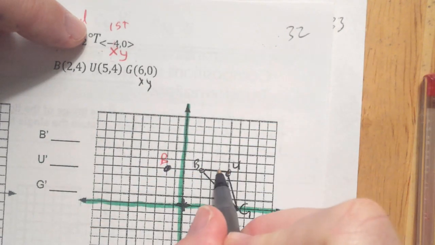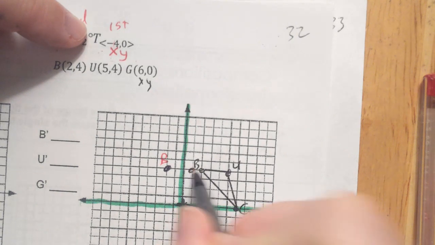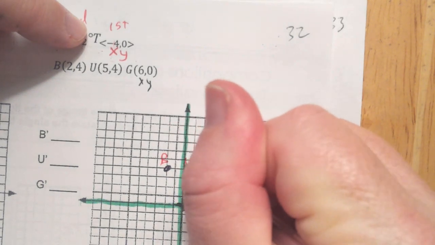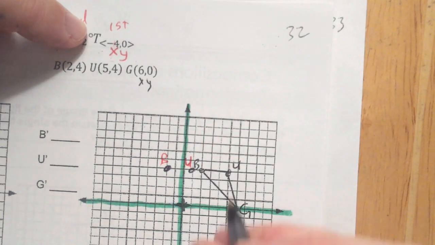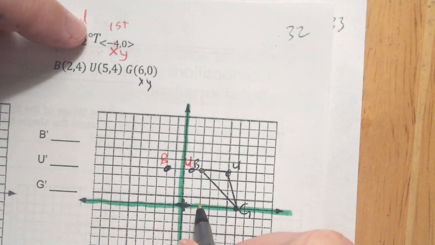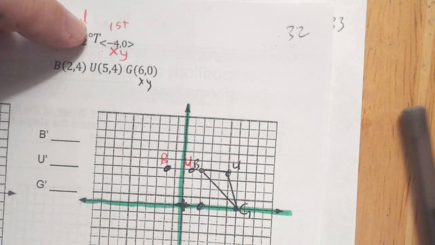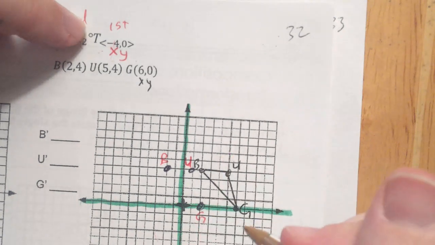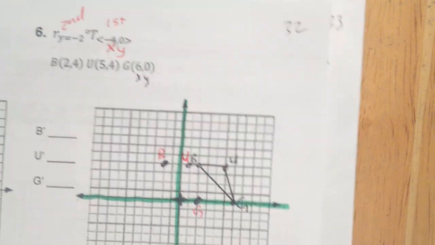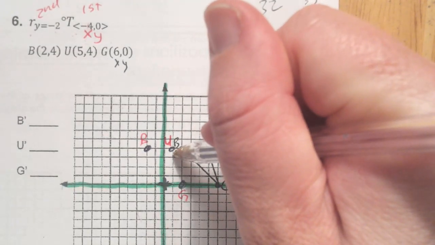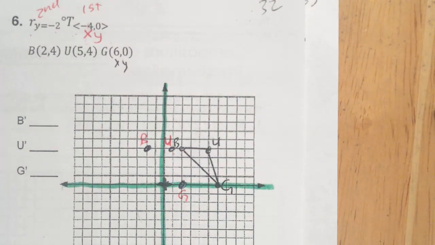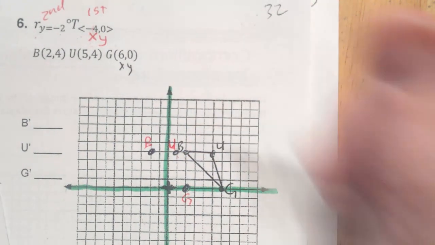All right. 1, 2, 3, 4. There's our U. And G. 1, 2, 3, 4. There's our G. Okay, so we're focused on those dots right there.